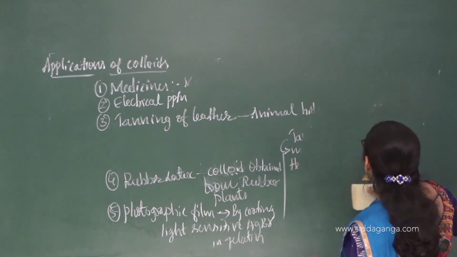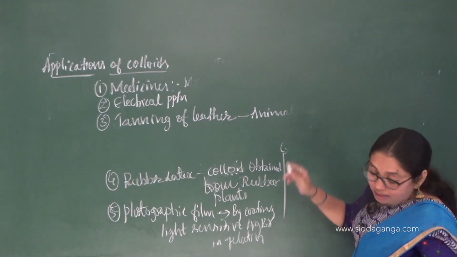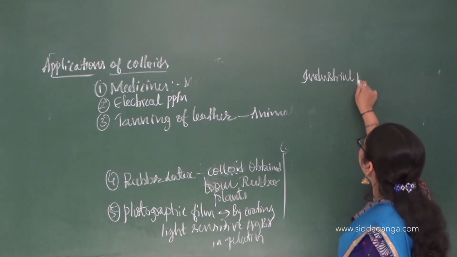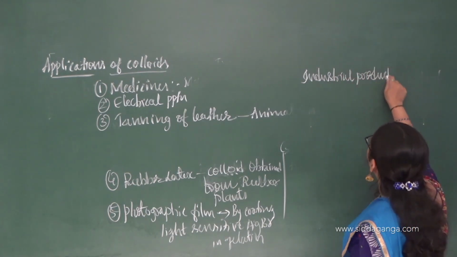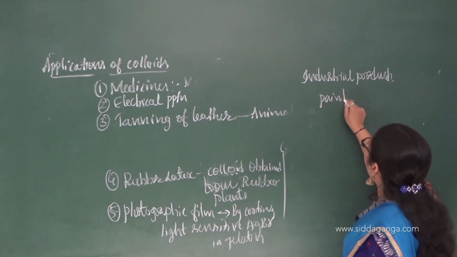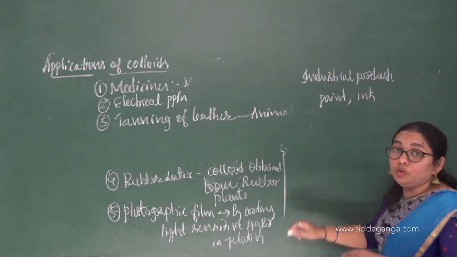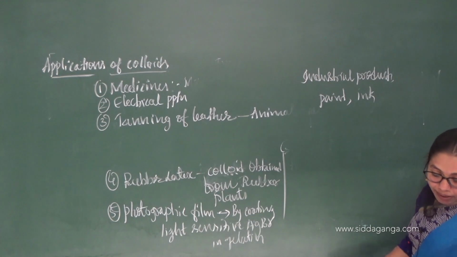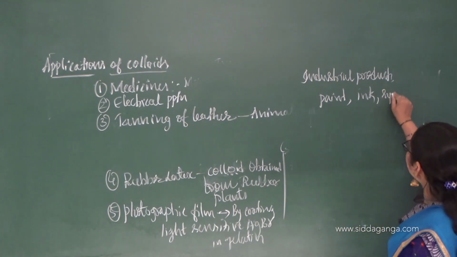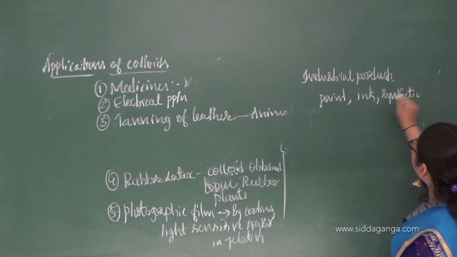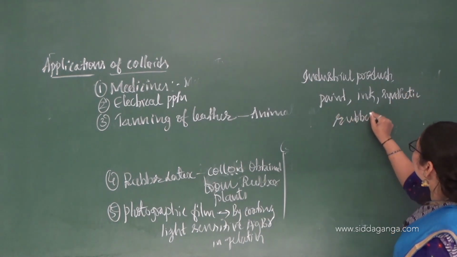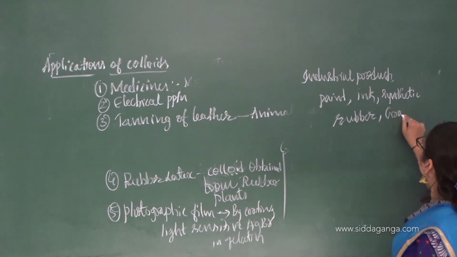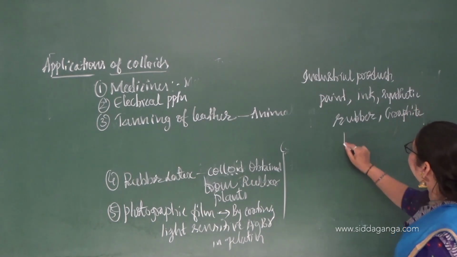We can just write down here the industrial products that we are going to use, like paints. That may be paint or ink, synthetic plastic, and one more is synthetic rubber. Okay, are you getting the concept? Synthetic rubber, and also graphite lubricants.